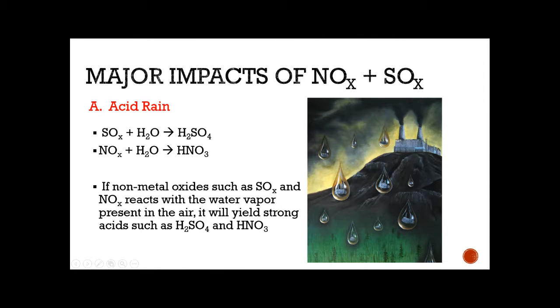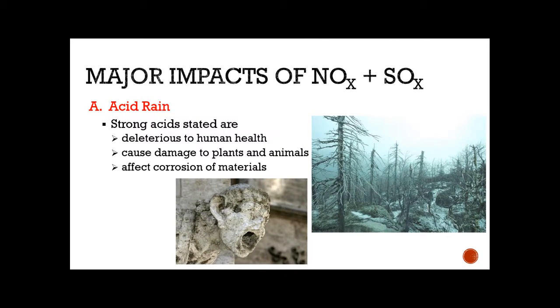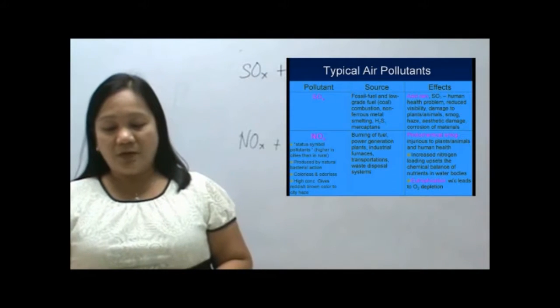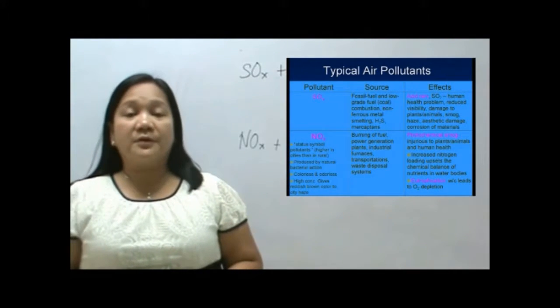Now for SOx, one of its major impacts, together with NOx, would be acid rain, because SOx as well as NOx are non-metal oxides, and therefore if they react with water vapor present in the air, you will be yielding strong acids such as sulfuric acid and nitric acid. And therefore, this would also be deleterious to human health. This can also damage plants and animals, and may also cause corrosion of materials. Now, SOx may also reduce visibility because of the formation of smog.